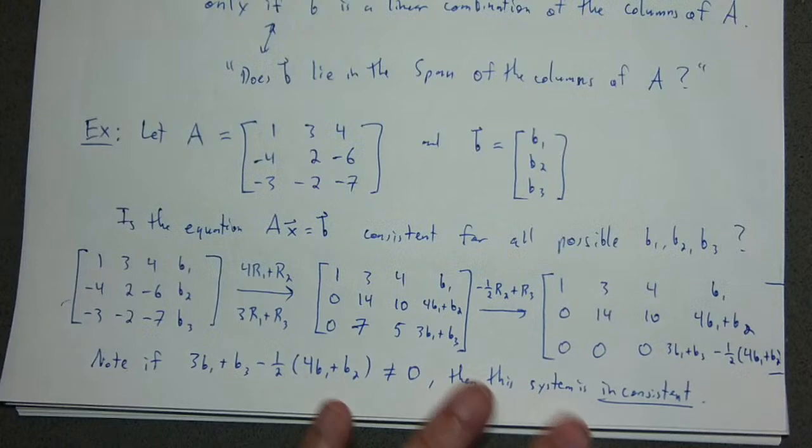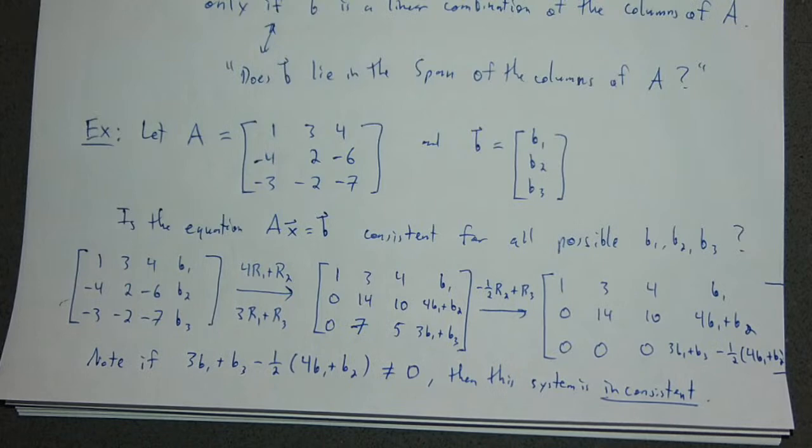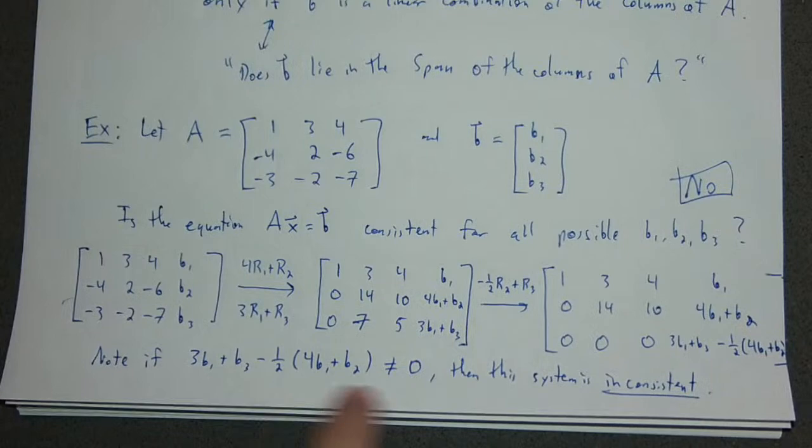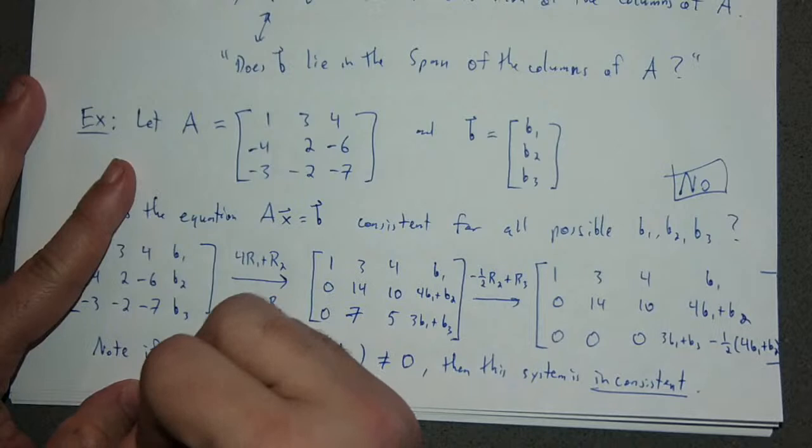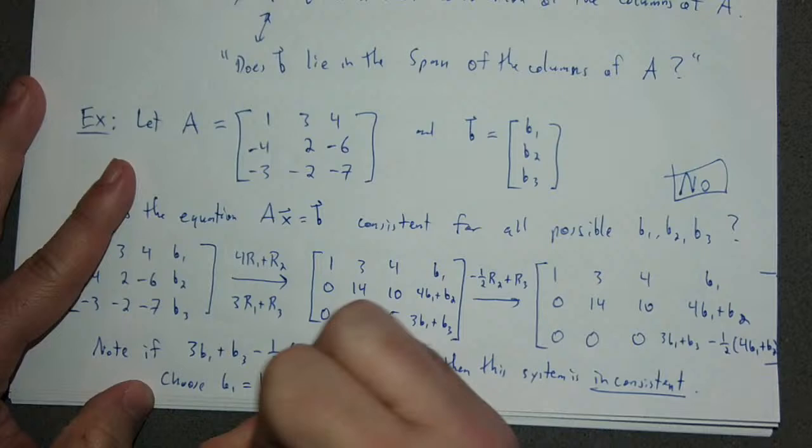So the question: is the equation consistent for all possible b sub 1, b sub 2, b sub 3? No, because I could choose this to be non-zero. So to choose this to be non-zero, what do I have to do here? Let b sub 1 and b sub 2 be 0, and let b sub 3 be 1, right? So choose b sub 1 and b sub 2 to be 0, and b sub 3 to be 1.